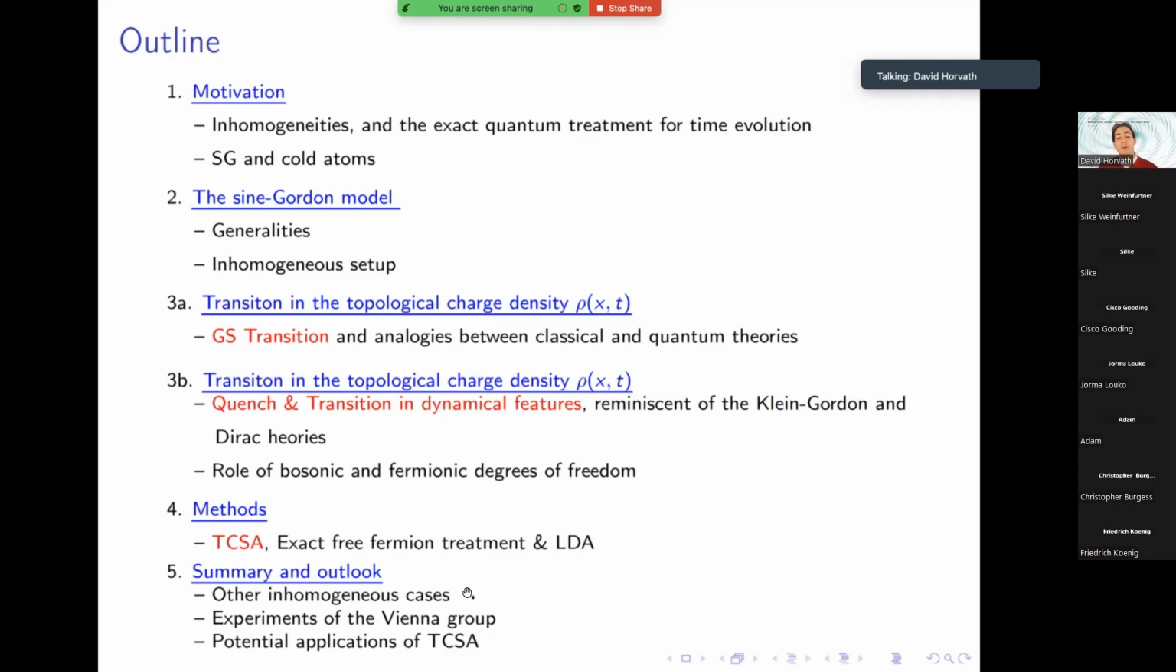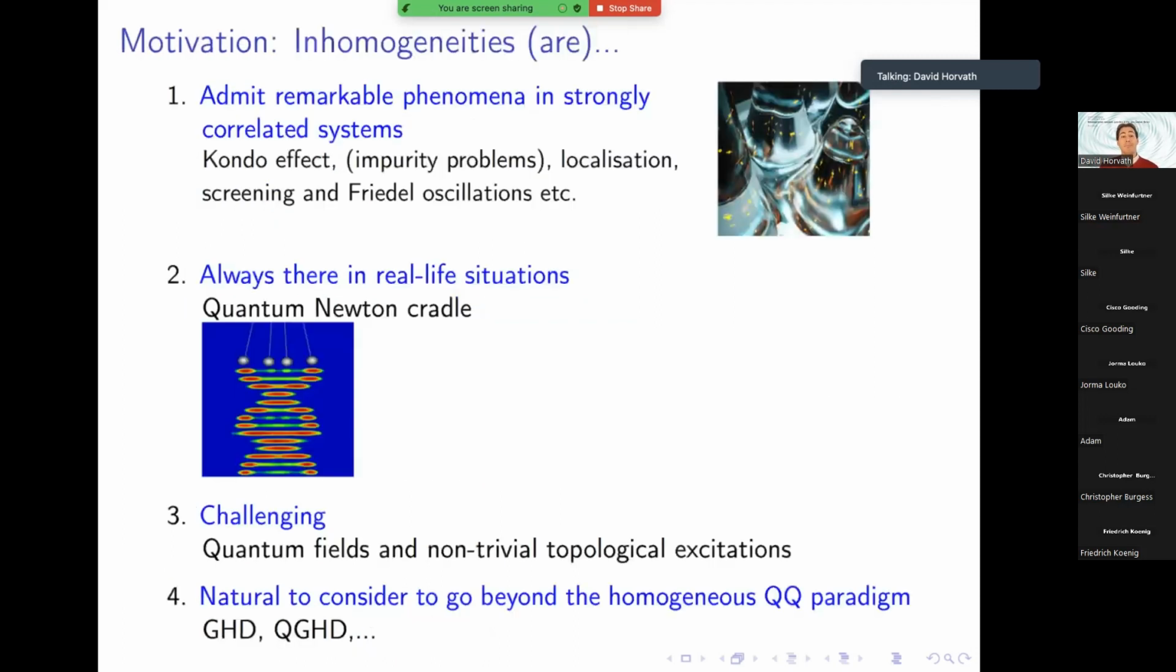I will mention another very similar inhomogeneous case with very non-trivial findings. And then I will say a few words about the experiments of the Vienna group, where sine-Gordon experiments exist. In particular, I would like to say a few words about the very recent advances the group has managed to install. And to finish my talk, I will also say a few words about other potential applications of this TCSA method. So that's the plan.